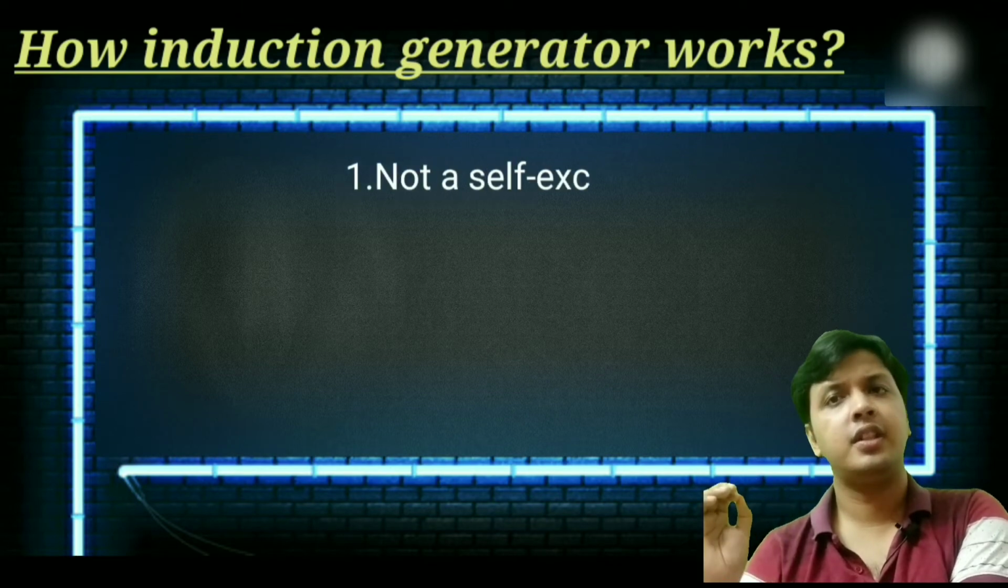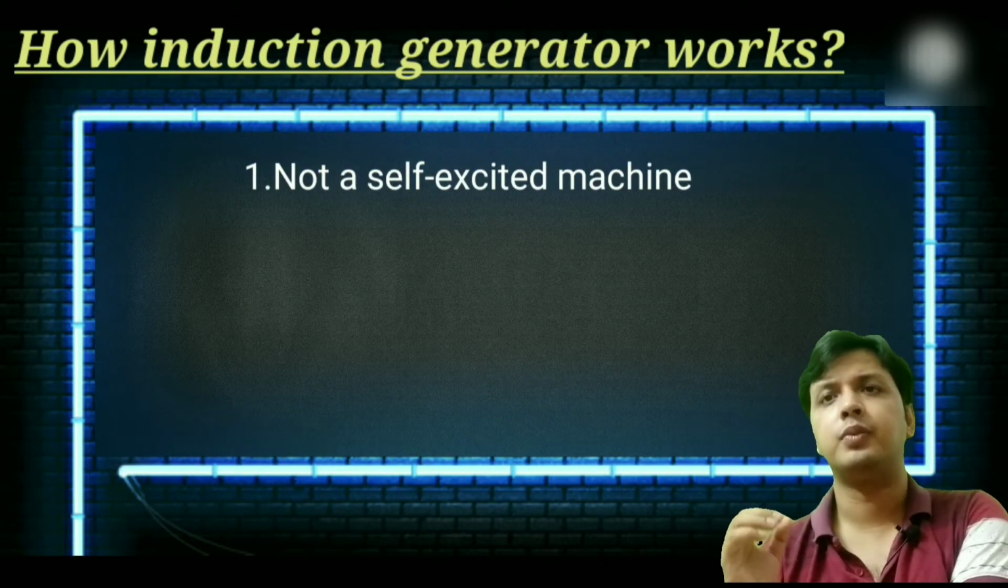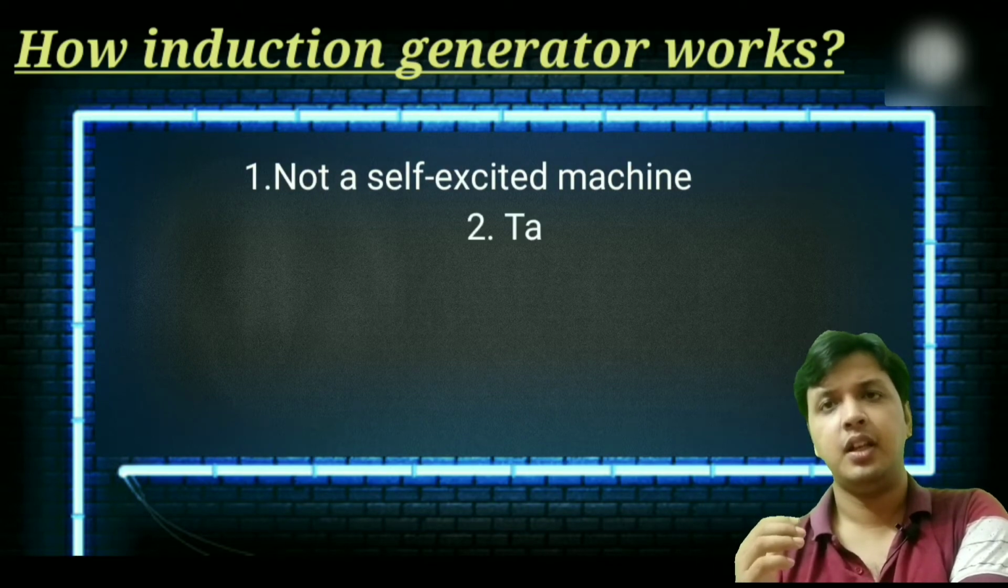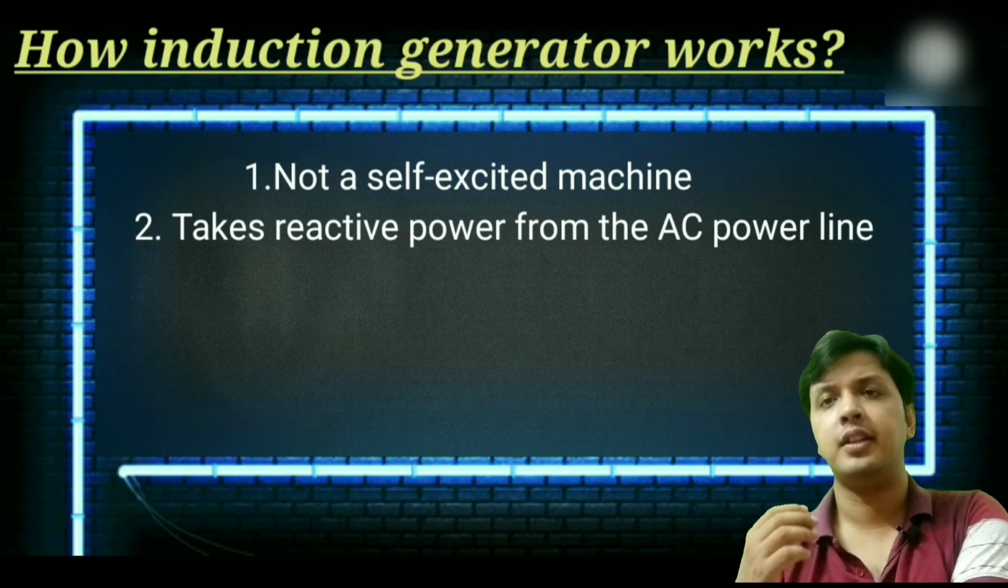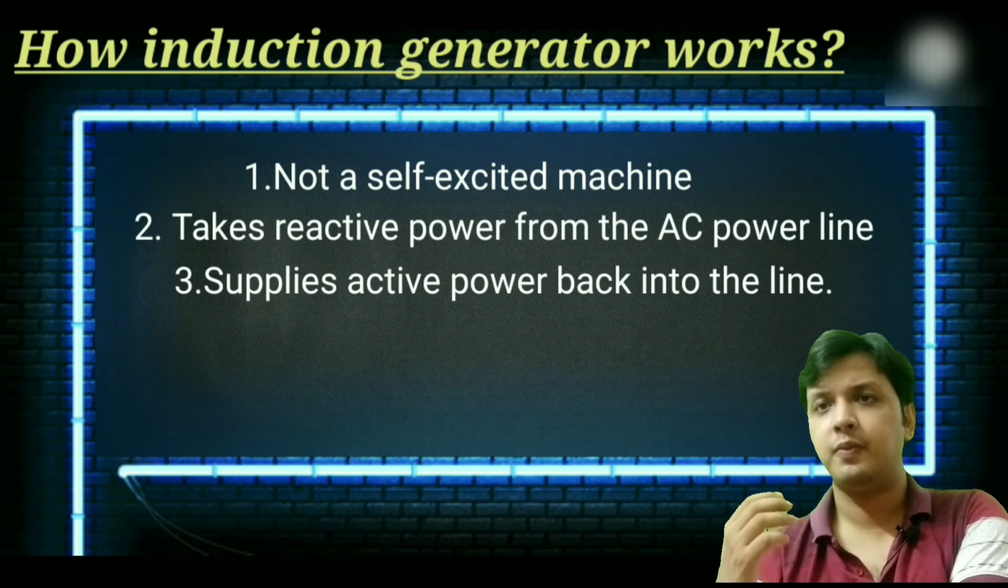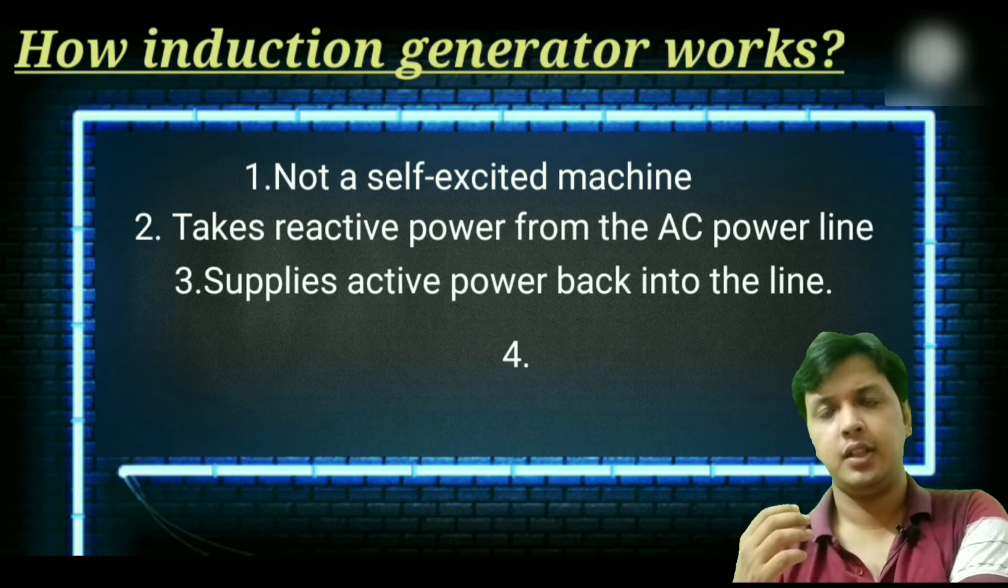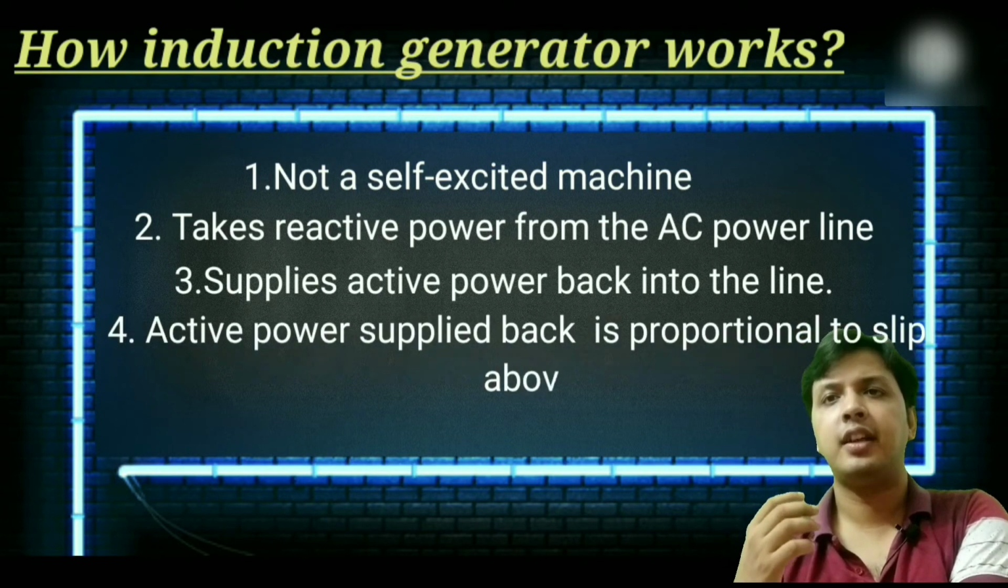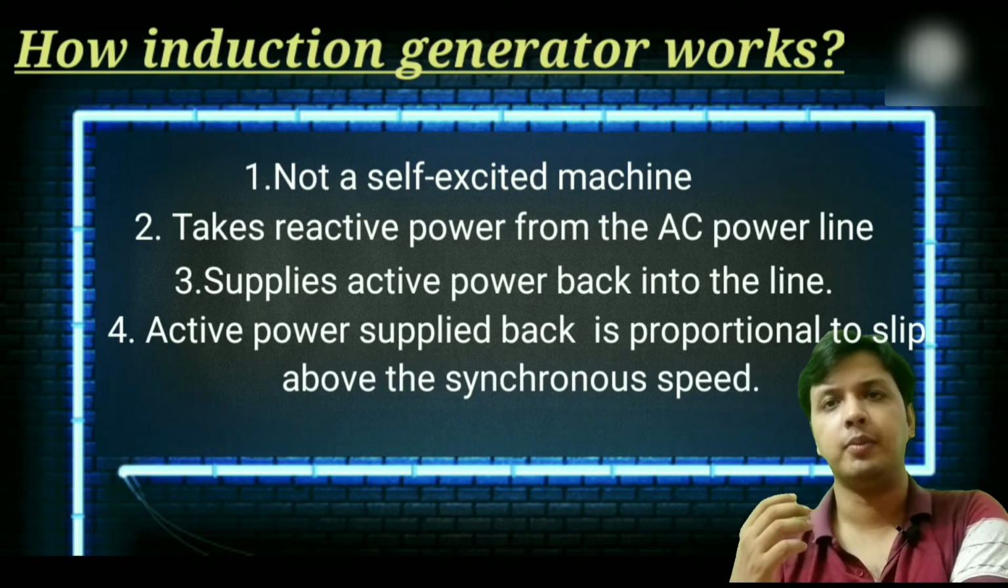An induction generator is not a self-excited machine. Therefore, when running as a generator, the machine takes reactive power from the AC power line and supplies active power back into the line. Reactive power is needed for producing the rotating magnetic field. The active power supplied back in the line is proportional to the slip above the synchronous speed.